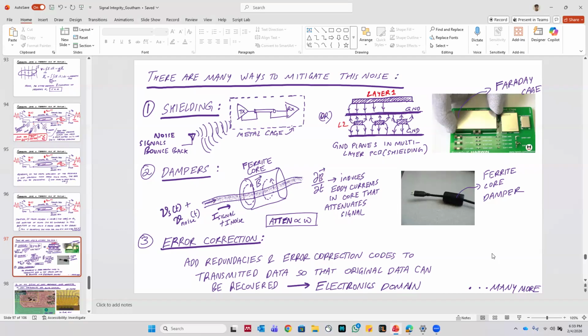What does the ferrite core do to the noise signal? The noise voltage V noise is proportional to frequency, so the higher the frequency of whatever is surrounding it, the higher the frequency of the noise signal. What the ferrite core does is, when your signal is passing through this line, the signal generates a magnetic field that exists everywhere. But where the ferrite core exists, because there's this magnetic material here, that magnetic field is going to induce eddy currents in the material.